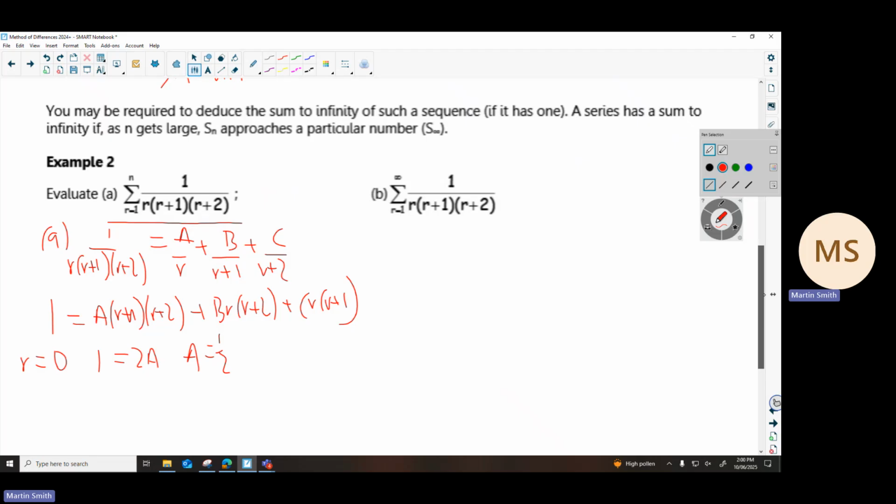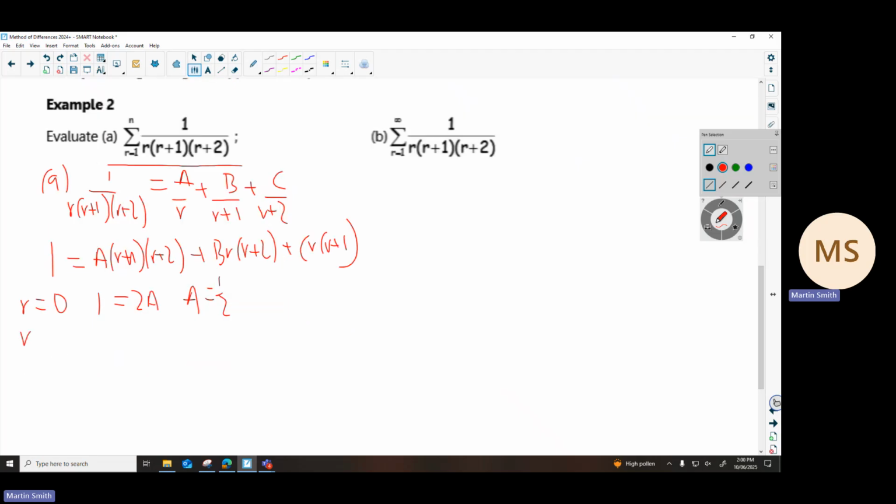If you sub in r is equal to minus 1, because that's when r plus 1 is 0, you'll get 1 is, for that one there, minus b, and the other terms are equal to 0. So therefore, b is equal to minus 1. And if you sub in r is equal to minus 2, you'll get 1 is, the first term is 0, the second term is 0, the third term is c times minus 2 times minus 1, so that's 2c. So therefore, c is equal to a half.